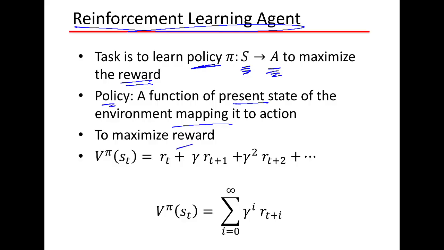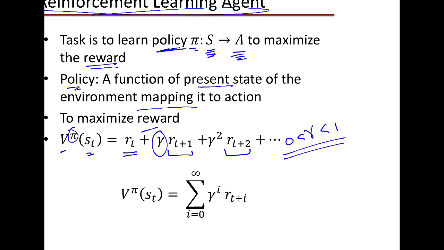And what is the reward? Let's say the policy is pi. So V pi of s_t: if you are in state s_t and you apply policy pi, what is your reward going to be? Your immediate reward is r_t. But your future reward would be r_(t+1) when you apply this policy pi, and the next step reward will be r_(t+2). We multiply these rewards with the scalar gamma, which is between 0 and 1. So this is what is called discounted future reward.